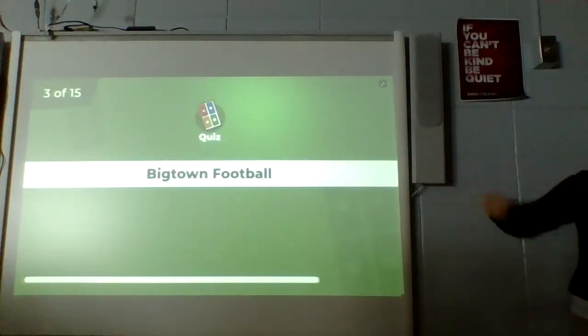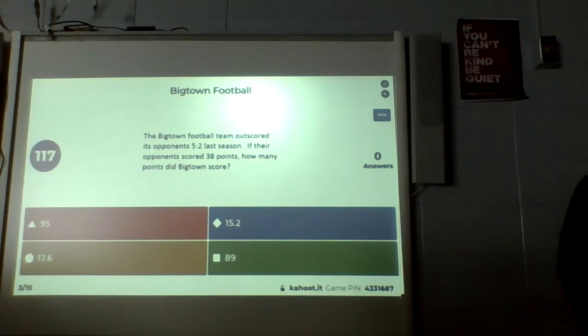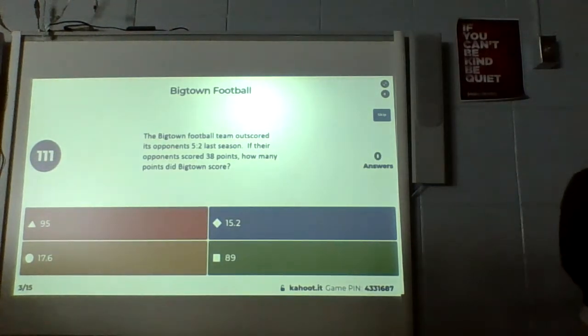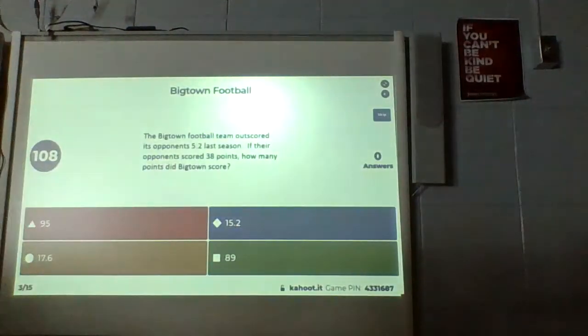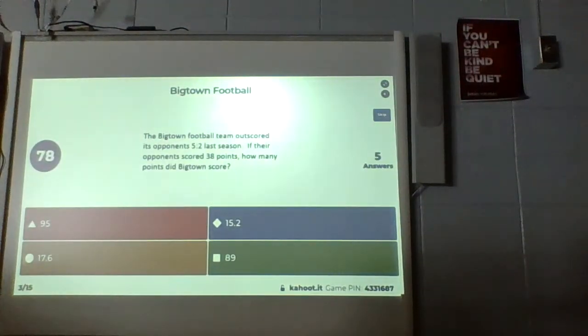Oh, so this is a word problem. The team outscored their opponents 5-2 last season. If their opponents scored 38 points, how many points did Big Town score? Sorry, it's 5-2 last season. They outscored their opponents 5-2. If the opponent scored only 38 points, how many points did Big Town score? There shouldn't be anything weird about football rules or anything like that. You don't have to know anything about sports, just points.